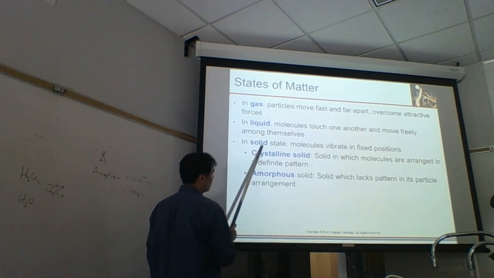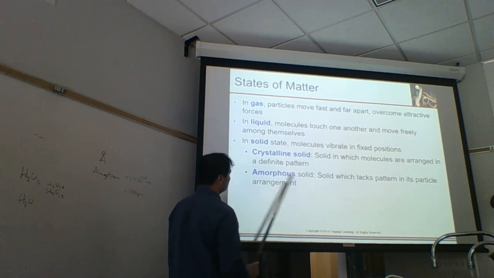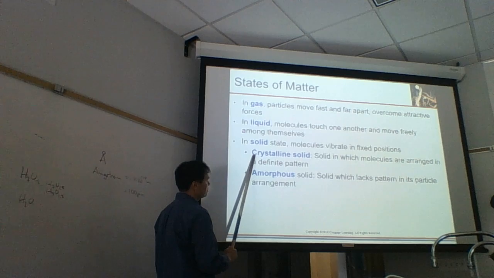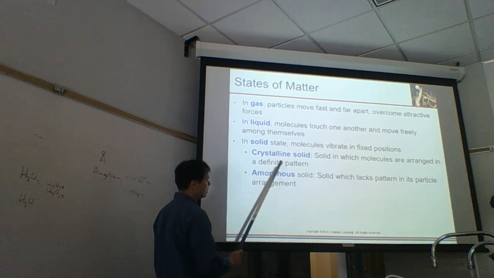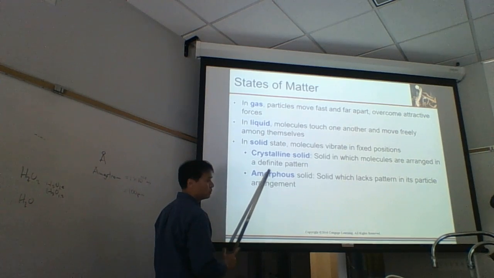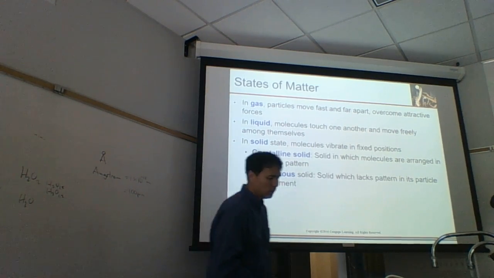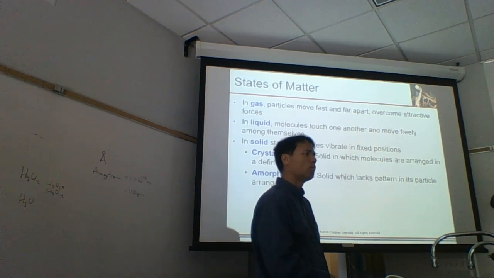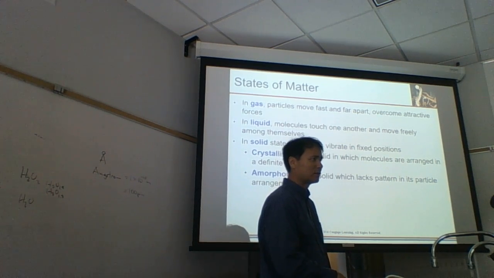In solids, they just vibrate. There's no translational motion. And what you saw, the ice crystal, was very well ordered. That's what we call a crystalline solid. Some solids aren't so well ordered. The positions of the molecules are more randomly arranged, like wax, for example. All the wax molecules aren't perfectly arranged, so wax doesn't form nice crystals like ice.